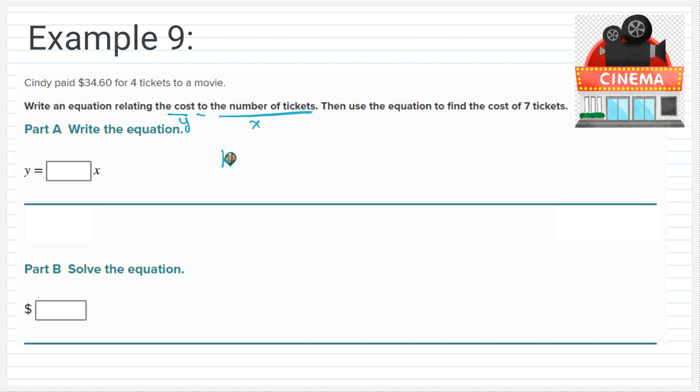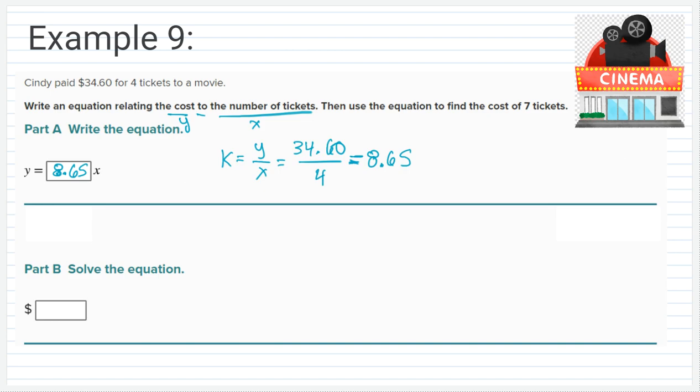So my k value, again, y over x, is going to be your cost. So in this case, $34.60 to the number of tickets, which in this case is 4. So $34.60 divided by 4 is going to give us $8.65. So it's $8.65 per ticket. So if we had to interpret it, that's what we would say. But in this, they just want us to write the equation. So y equals 8.65x. So that's part A. We wrote the equation after we figured out what k was.